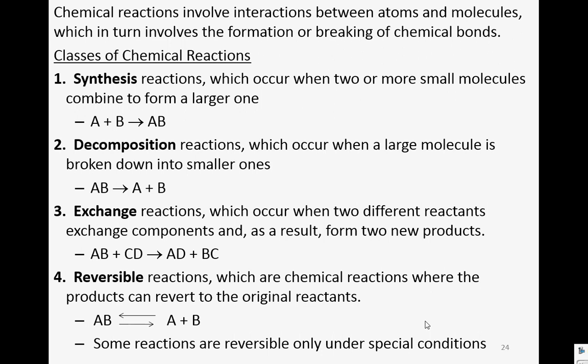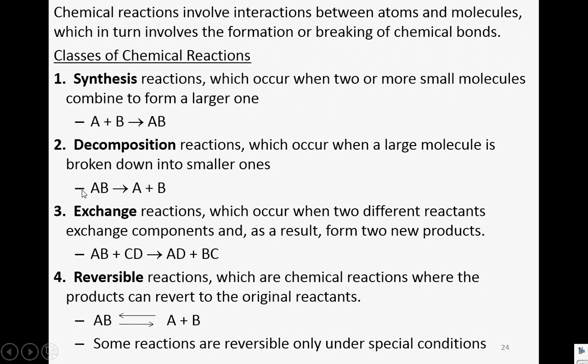There are 4 principal classes of chemical reactions. The first 2 we've already really kind of covered, synthesis and decomposition. The other 2 are named pretty straightforward for what's happening. Synthesis reactions occur when 2 or more small molecules combine to form a larger one. Like A and B separately are small, but AB is big. The opposite of synthesis is decomposition, where large molecules are broken down into smaller ones. We're going AB this time. There's our reactant, our 2 products are A plus B.